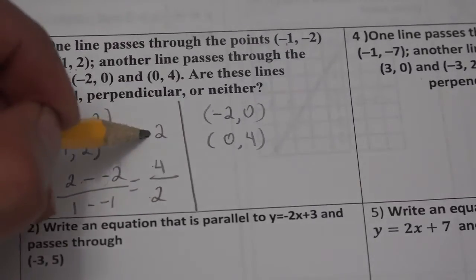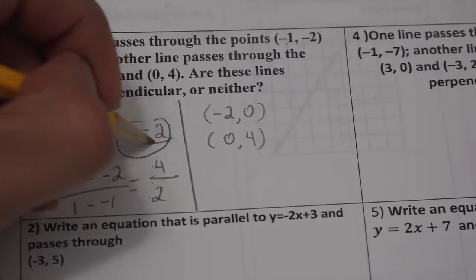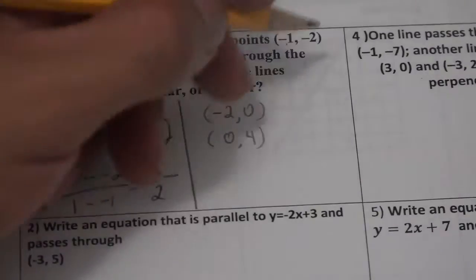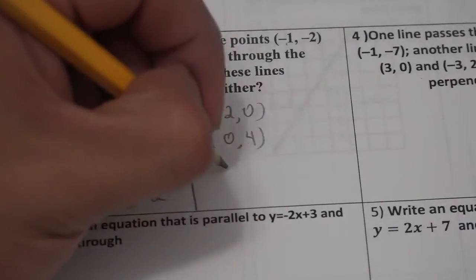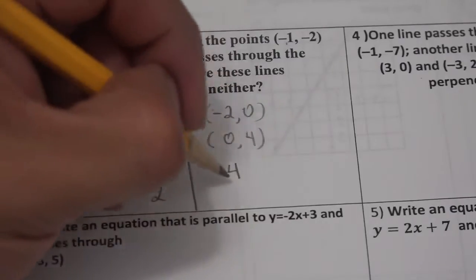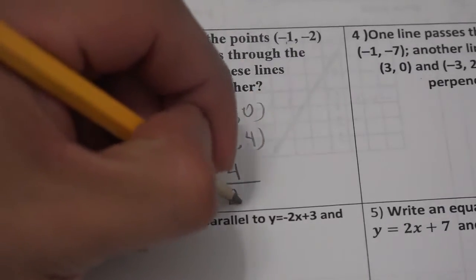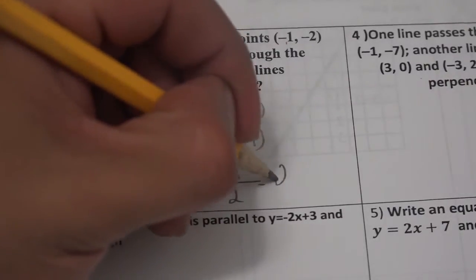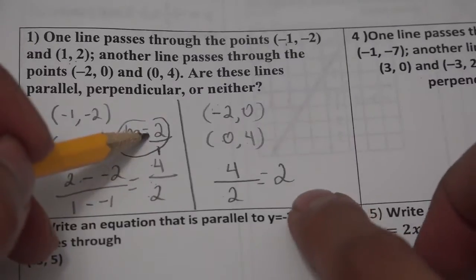I'm sorry, I'm writing it up here. I should have put this over here anyways. The slope here is 2, or 2 over 1, whichever. Now let's figure out what the slope is here. So 4 minus 0 is 4, over 0 minus negative 2, which is positive 2, making your slope 4 divided by 2, which is 2. So they both have the same slope.